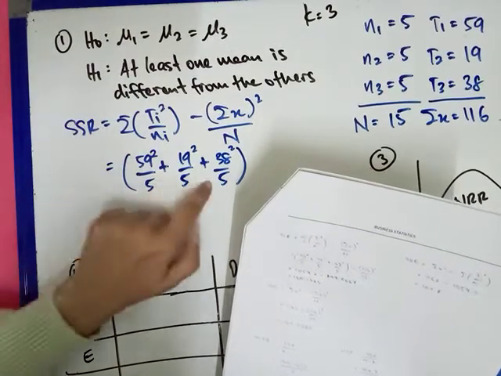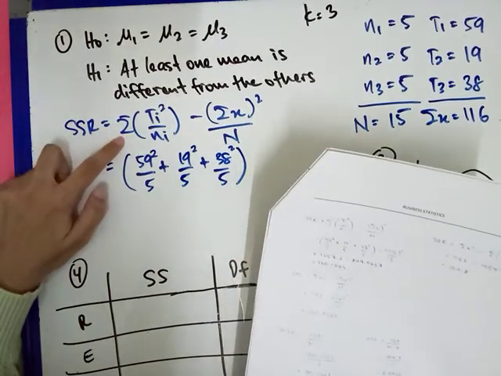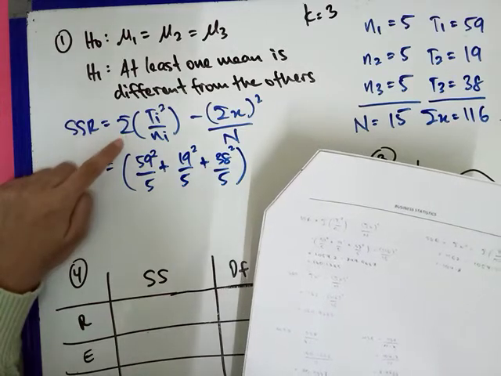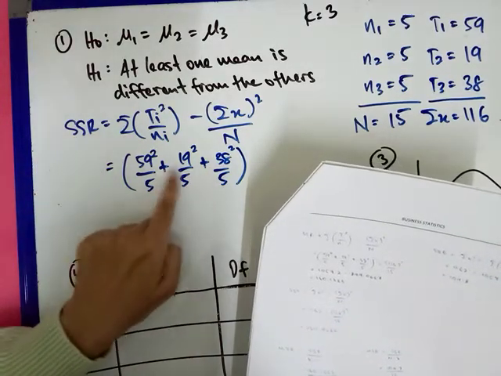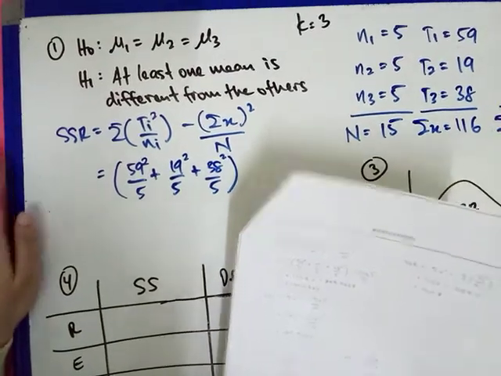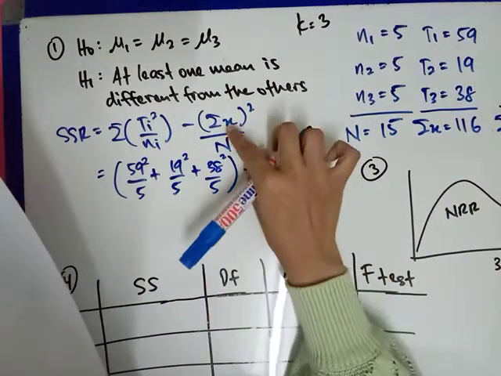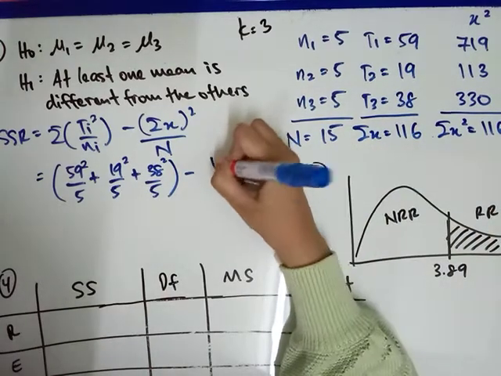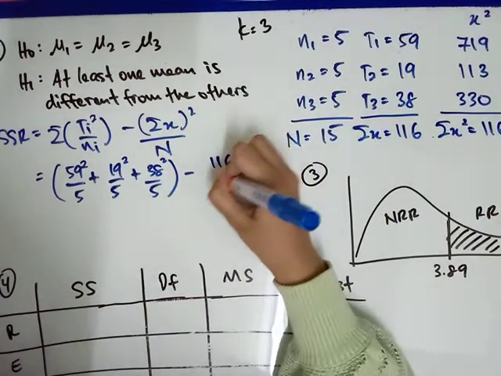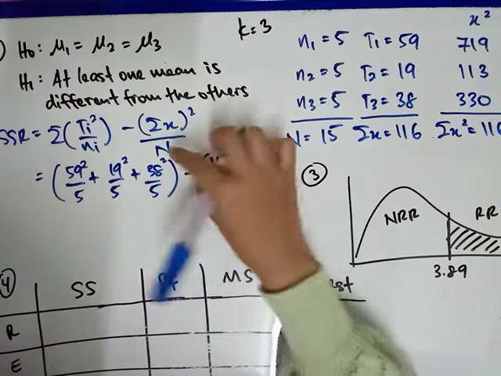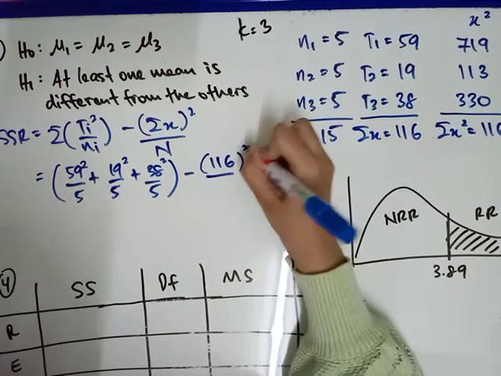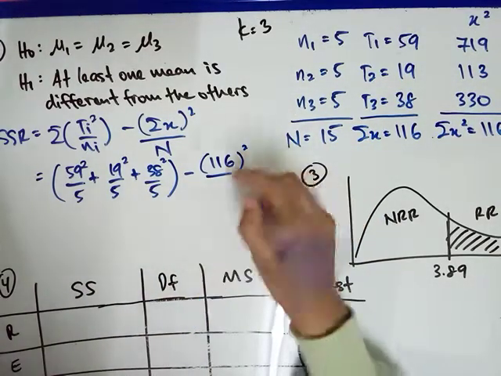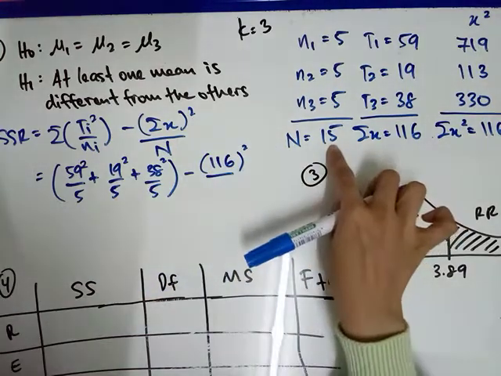Okay, kenapa tambah? Because we need to total up. Okay, ada formula tu, ada total up. So, sebab tu kena tambah for each sample, all samples. And then minus total X. We know that total X is 116. So, 116, we need to square that value, and then divide by capital N, which is 15.